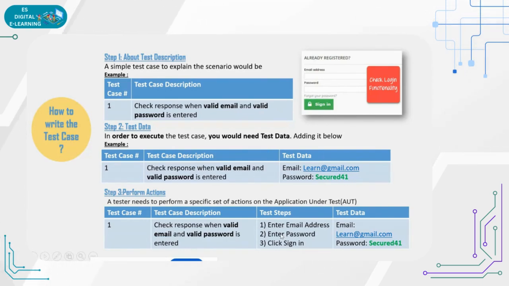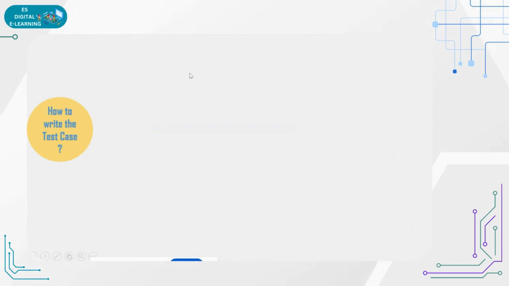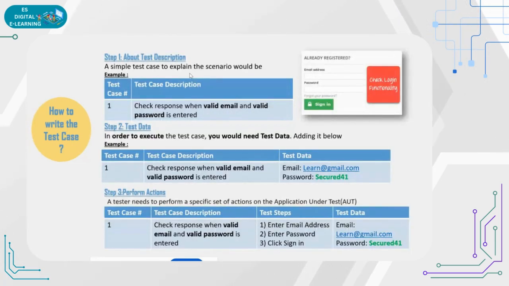Similarly here, we need to do some actions like enter an email address, enter a password, click sign in. So we are just doing some actions on the tool. Here we should follow the test steps. This is where we need to perform the action. This is how you need to write the test cases. This is an example, and it is very important. Whenever you are getting a requirement, you need to think about all these points. Is it clear, Rajesh?